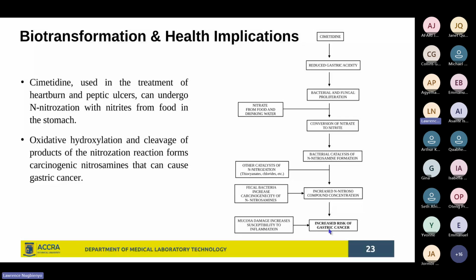So this can also occur. So that is another form of biotransformation, which is not resulting in detoxification. It is rather resulting in toxification.